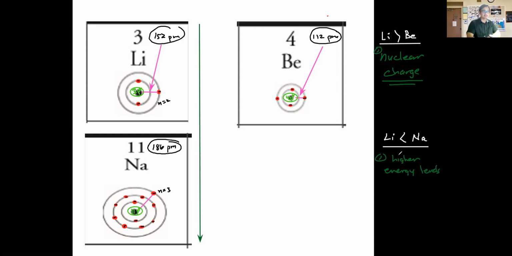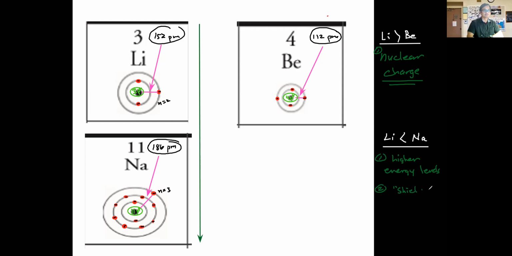Okay, so that's the simplest explanation that we can give for why this radius right here is much bigger than the radius for lithium. Okay, so that's the first reason. You just have electrons in higher energy levels. But there is a second reason that is more technical, but it actually is more correct. That is a phenomenon that we refer to as shielding.